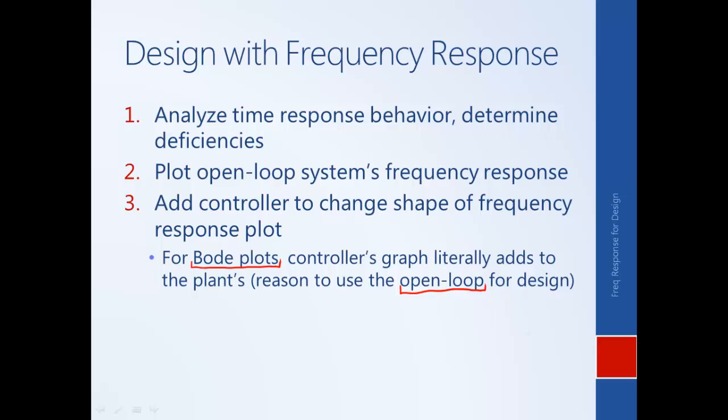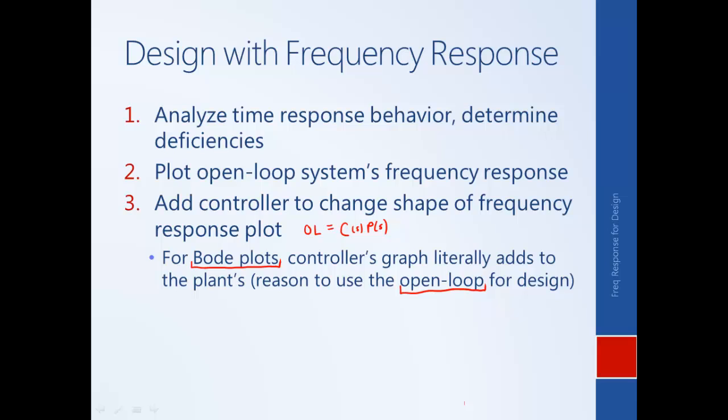And the reason that we do that is because of the property of Bode plots. The Bode plot of the plant will literally add to the Bode plot of the controller. For example, our open loop might be something like this: a controller in series with a plant. And since the transfer functions multiply, their Bode plots add. And we remember this from the way that we sketch Bode plots by component.